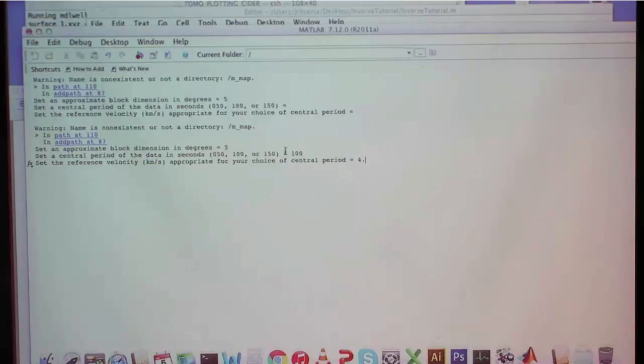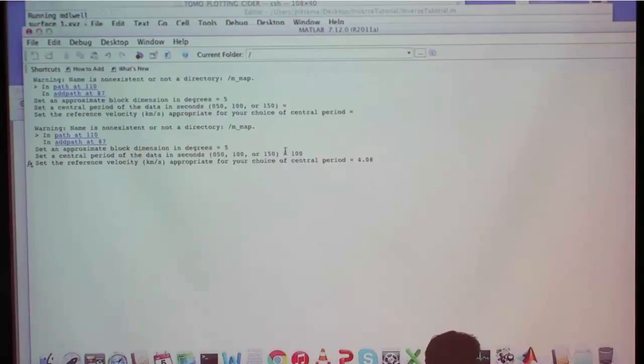So for 100 seconds, it's 4.008. So that's the reference wave speed. That's the expected wave speed for a 100-second Rayleigh wave. So that's basically the middle of your tomographic color scale. Yeah, I believe it's PREM, and for 100 seconds PREM is very good. It's pretty good for most models, yeah.